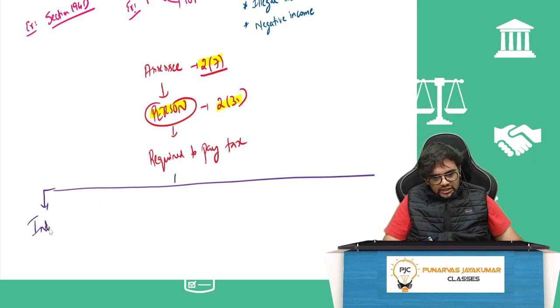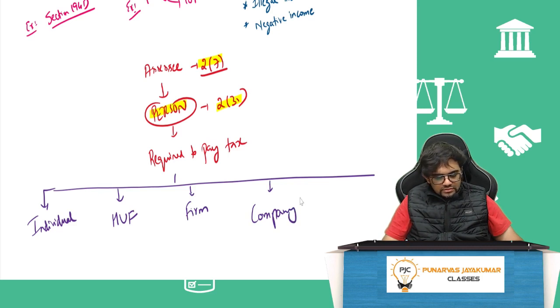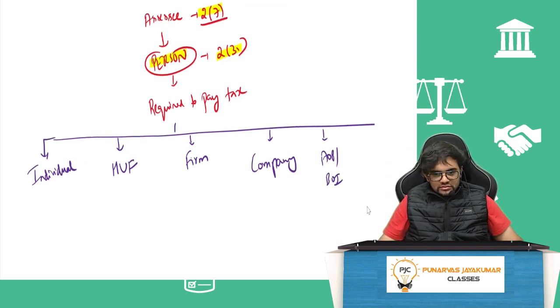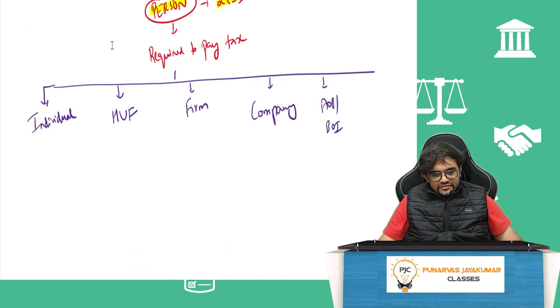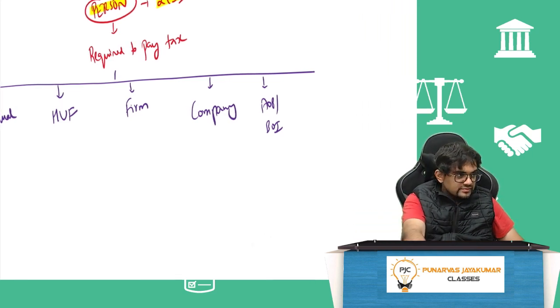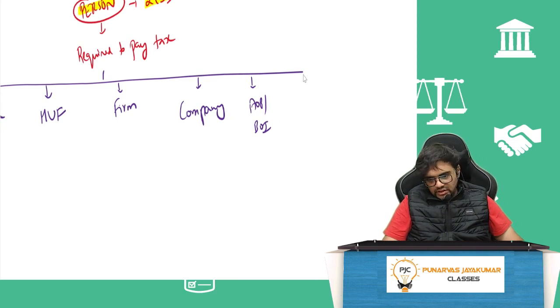So, individual, Hindu undivided family, firm, company, AOP, BOI. Are you writing with me, guys? Come on. Individual, HUF, firm, company, AOP, BOI. Are you writing with me? Yes or no? Then local authority.